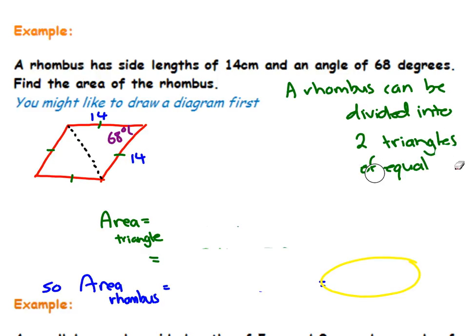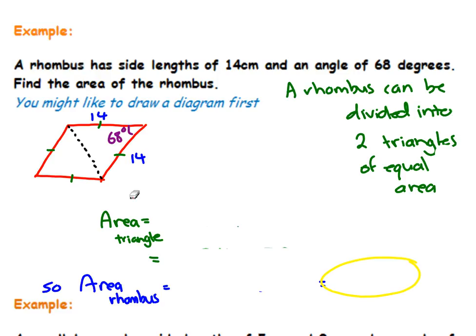I've just taken the rhombus, I've drawn it, marked in that all four sides are 14. I've marked in one of the angles is 68. And when I divide it in two, I just realize I can easily work out this area here using the area of a non-right angle triangle formula. I don't even have to divide it into four this time, because we've got two sides and we've got the angle in between if we're using this triangle here. So let's work out the area of the triangle. And of course, to get the area of the rhombus, we just have to double it.